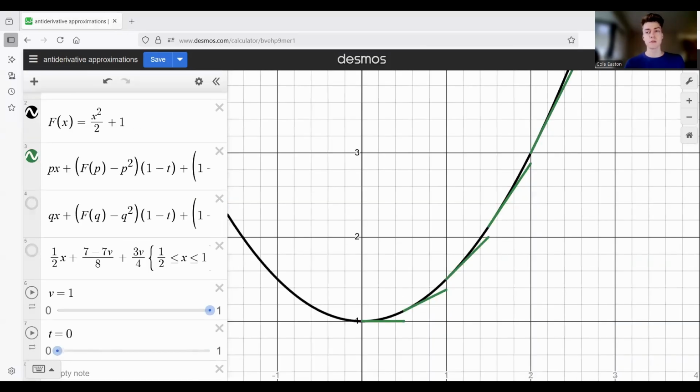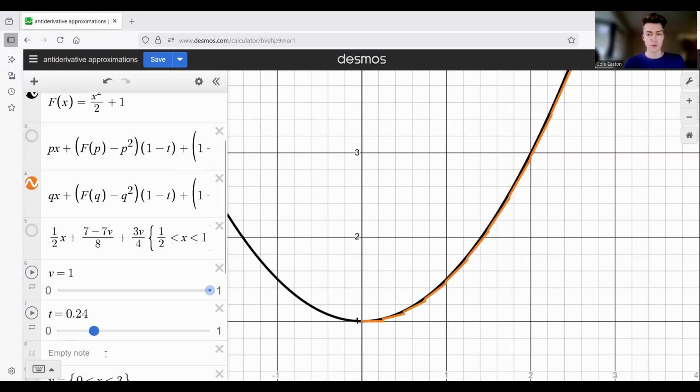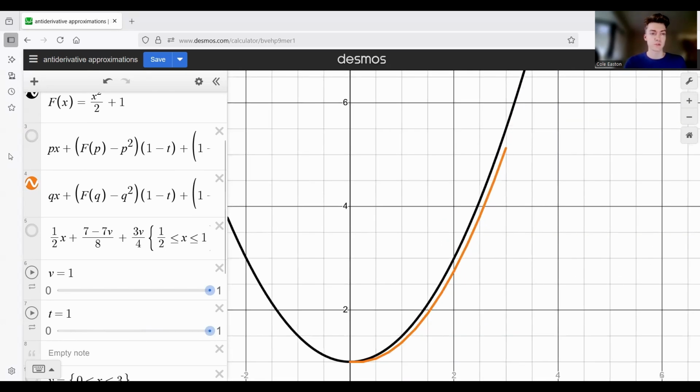Now, what if instead of intervals of length 1/2, we used intervals of length 1/4? Well, then we could use these to construct an approximation of our function in the same way. And if we compare this construction with the construction that we got from intervals of length 1/2, we find that this 1/4 construction is an even better approximation of our function.